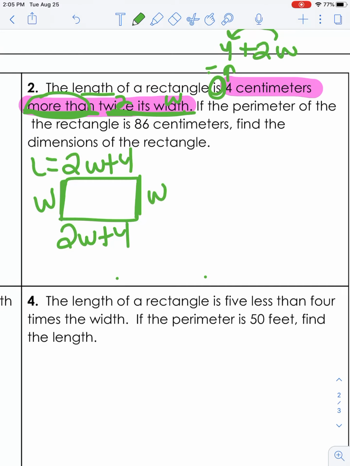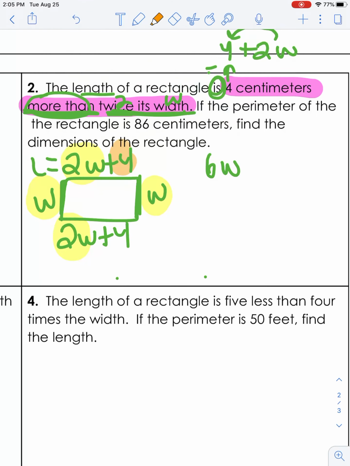The next sentence states that the perimeter of the rectangle is 86 centimeters. Perimeter means add up all your sides, so all we're going to do is combine all of our like terms. 2W plus W is 3W, plus 2 more W's is 5W, plus another W makes 6W.